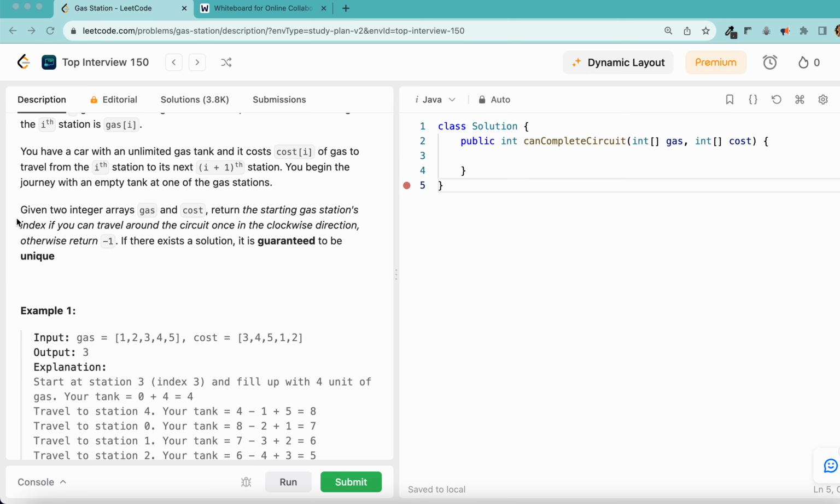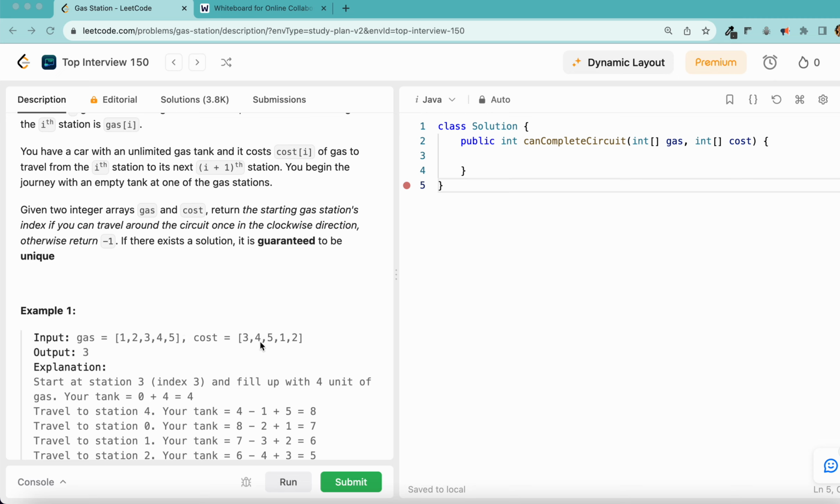Okay, now given two integer arrays gas and cost, return the starting gas station index if you can travel around the circuit once in the clockwise direction, otherwise return -1. If there exists a solution, it is guaranteed to be unique. So here they are saying we are given two arrays and we need to start at a certain index and we need to traverse in the clockwise direction on a circular circuit.